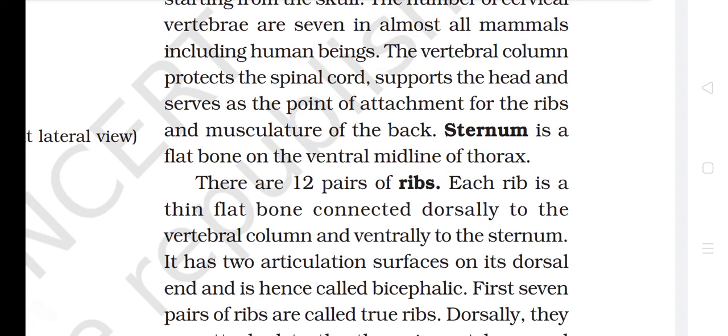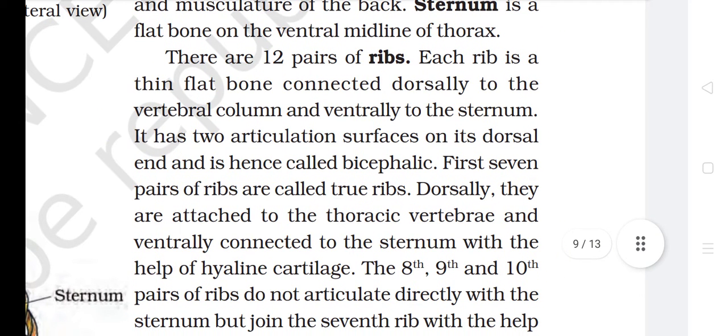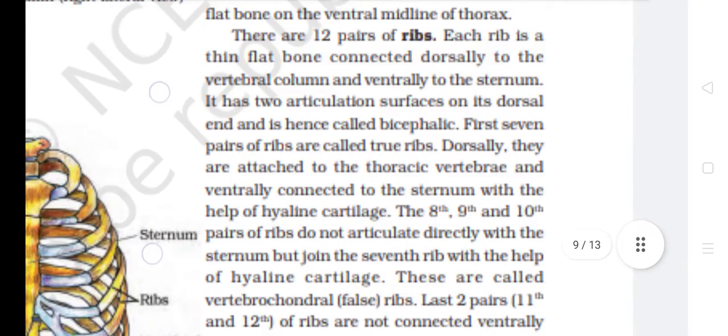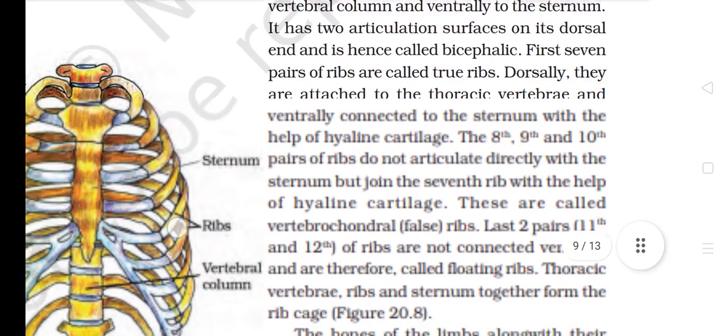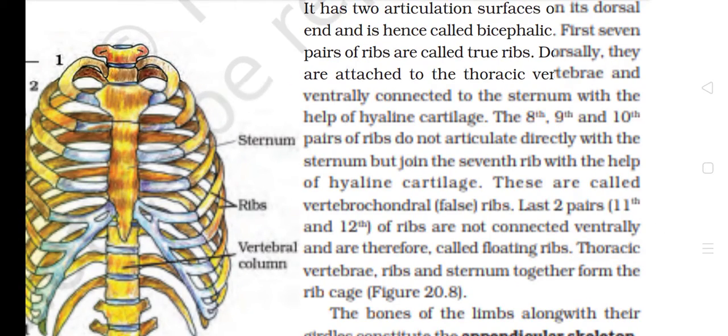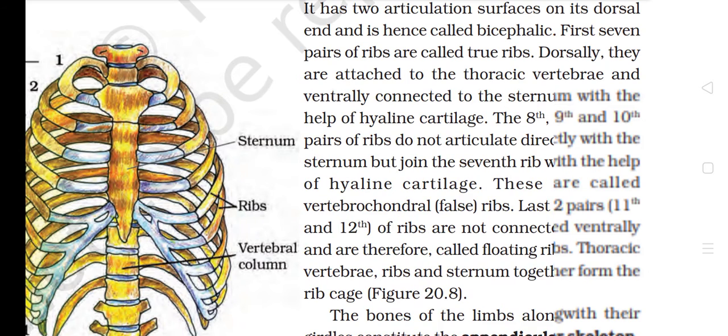A sternum is a flat bone on the ventral midline of thorax. There are 12 pairs of ribs. Each rib is a thin flat bone connected dorsally to the vertebral column and ventrally to the sternum. It has two articulation surfaces on its dorsal end and is hence called bicephalic. First 7 pairs of ribs are called true ribs. Dorsally, they are attached to the thoracic vertebrae and ventrally connected to the sternum with the help of hyaline cartilage.